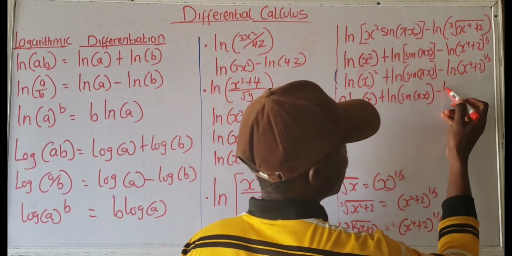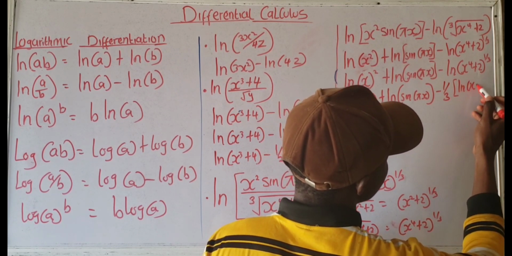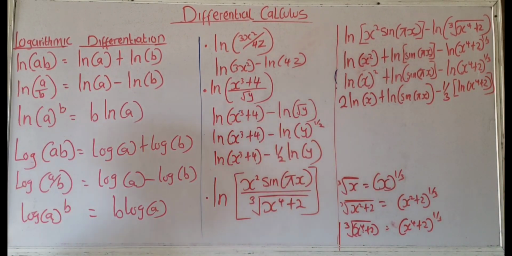That will be 1 over 3 multiplied by ln x raised to the power of 4 plus 2. Okay, so we are done with the expansion. You can see how useful the basic rules of logarithm are as far as logarithmic differentiation is concerned. So please kindly master all the rules. So let's say you are asked to, I want to give you one more question. So we proceed to how to find the derivative of a complex logarithmic function. Let me give you one more example.